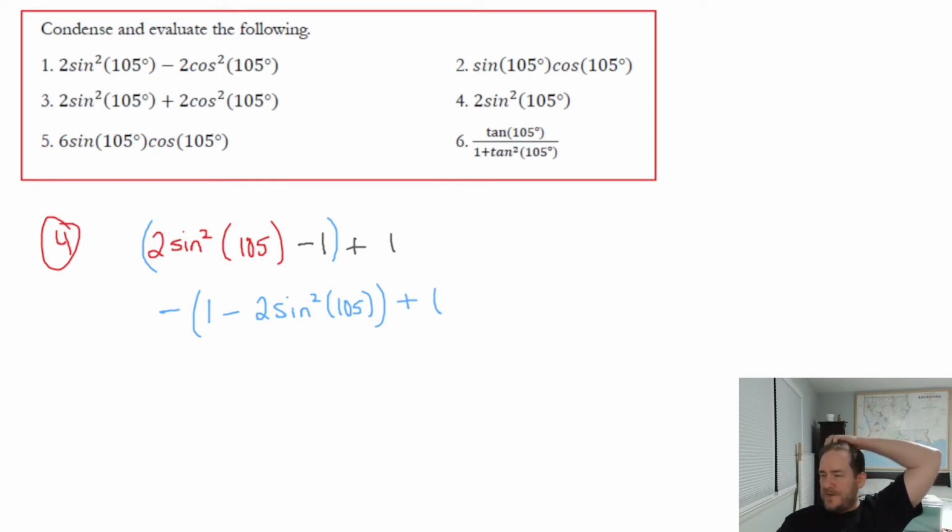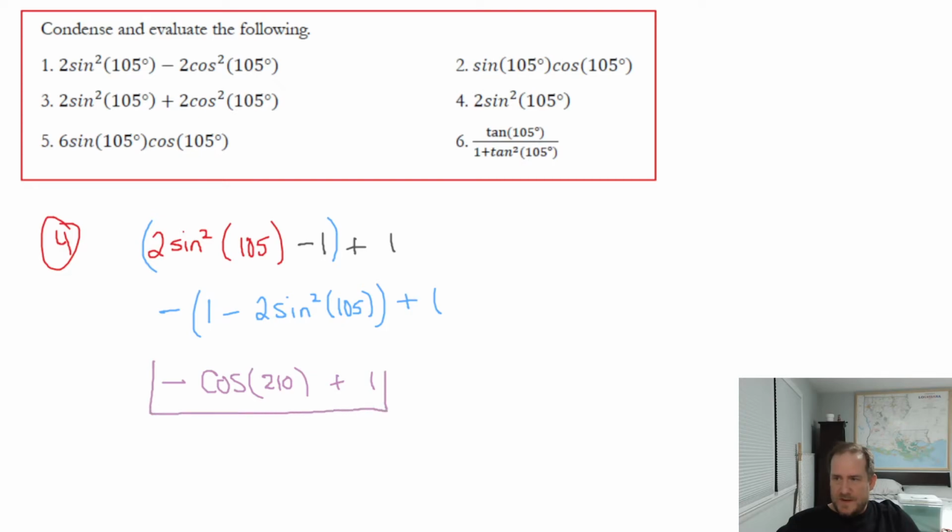So in terms of giving my answer as an expression, it looks like I'm getting the opposite of this thing, which is double angle cosine. So the 105 doubles to 210, and I'm adding 1 on the end. So a couple changes here. It's not just the cosine of 210, it's the opposite of the cosine of 210 with a +1. But we can evaluate this.